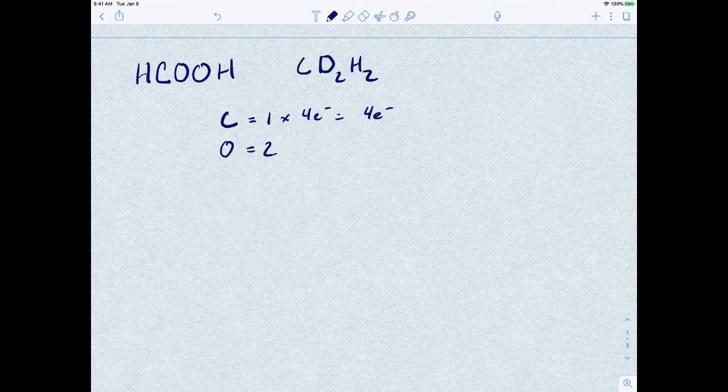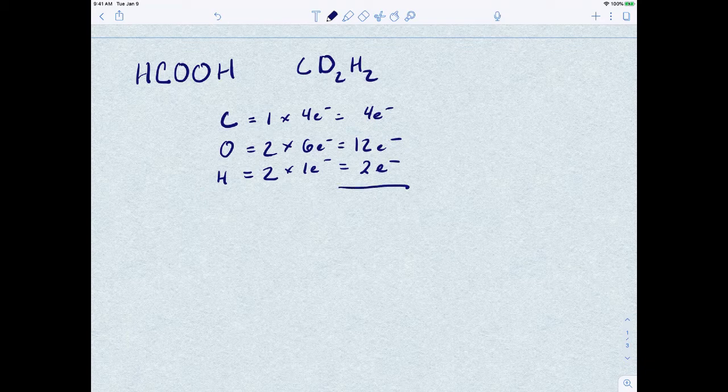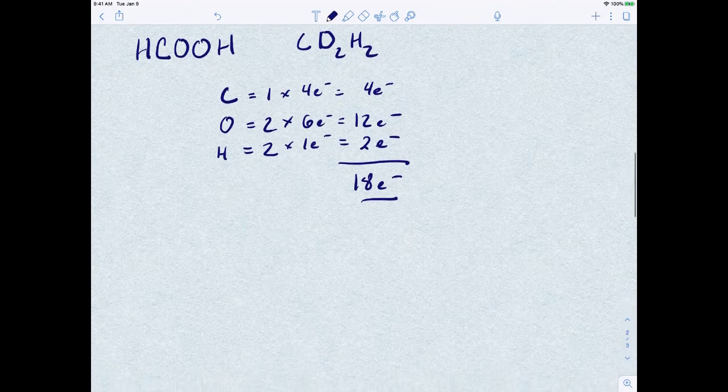Oxygens. We've got 2 oxygens here. Each oxygen has 6 valence electrons. 2 times 6 gives us 12. Hydrogen, we've got 2 hydrogens, and each hydrogen brings 1 electron, so 1 times 2 gives us 2. If we add all that up, 4 plus 12 gives you 16, plus 2, 18 electrons. That's how many electrons we're dealing with for this compound.